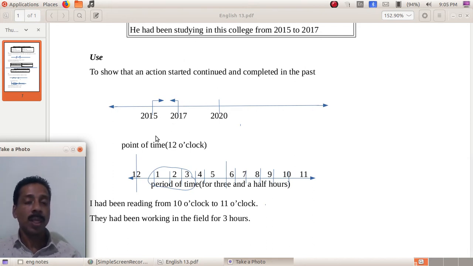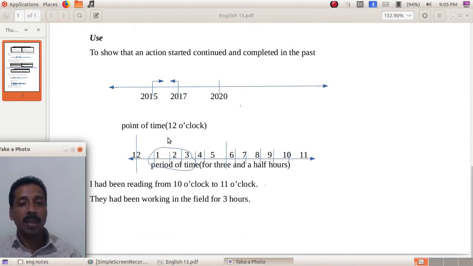And also in this context, think of present continuous. What is that? If it is present continuous, we are thinking only of this moment, 2020. We are studying in this college now. Now it is going on. But we have been studying here since 2019.